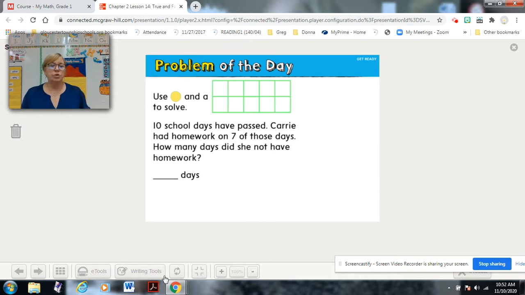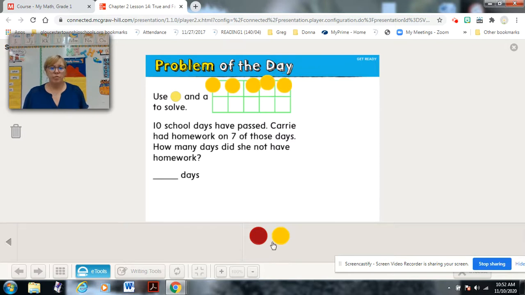Okay, so they want us to use our counters. So here are my counters, and we had 10 school days pass. So 1, 2, 3, 4, and because this is a little smaller than my counters, it's going to overhang, but that's all right as long as we have the idea. 6, 7, 8, 9, 10. Now I do realize that I technically don't even have to count the counters because it's a 10 frame, which means there are 10 boxes, but I'm always used to counting. All right, so we have the 10 school days have passed.